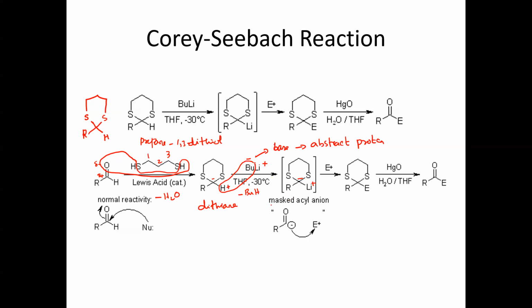This is what is called a masked acyl anion. You can see that here this carbon atom is negatively charged. We started with a positively charged carbon atom. Now, after reacting with the dithiol and subsequent treatment with the base, the polarity has changed or reversed. The carbon atom becomes negatively charged instead of positively charged. That is what is called polarity reversal. Now, if you treat this with an electrophile, lithium will be replaced by the electrophile.